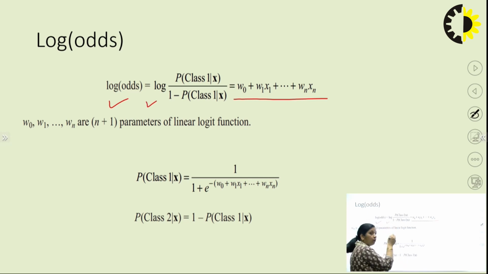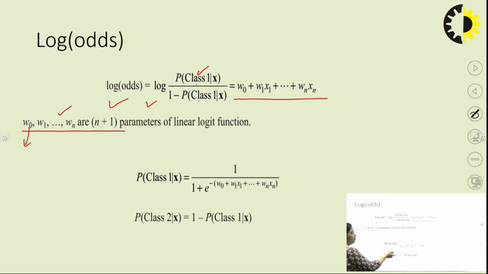And what is log of odds? Odds is the probability divided by the not occurring probability. So the probability that x belongs to class 1 is the probability of class 1 when x is there, and not belonging is 1 minus the probability of class 1 when x is there. These are our parameters W0, W1 up to Wn, n plus 1 parameters. These are called weights. This is called bias. So these are the parameters of our linear logit function.